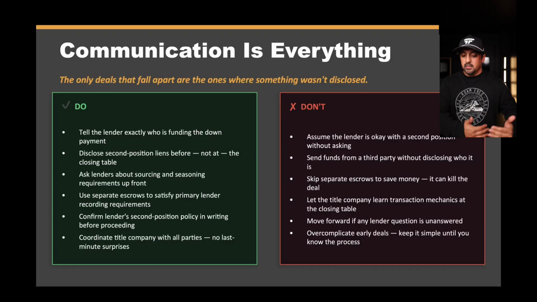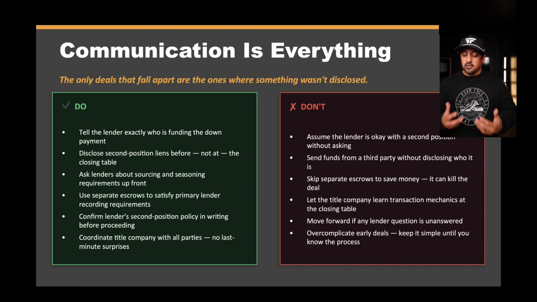So there's a lot of communication there that I just talked about. There's lenders, there's the title company. I'm going to go over more of those in future videos. If you have any questions about those communications, I just wanted to prop those up so you know what's all involved. The don'ts on here: skipping separate escrows. This is a very strict lender requirement, right? Sending funds from a third party without disclosing.